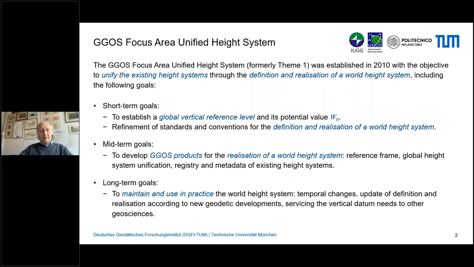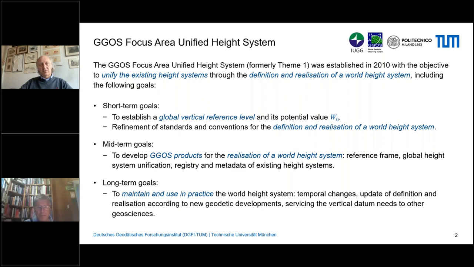The mid-term goals were about developing the products, so defining the stations and defined network for the practical realization of the height system. So the frame and the use of methods for doing so, and metadata for the height systems. The last goal is the long-term goal, which is to involve as much as possible people working in network definitions and dealing with height systems, specifically for scientific purposes, but also for this new concept of the pilots. Okay, next, please.